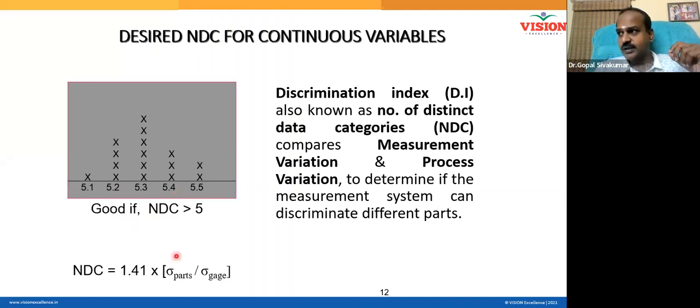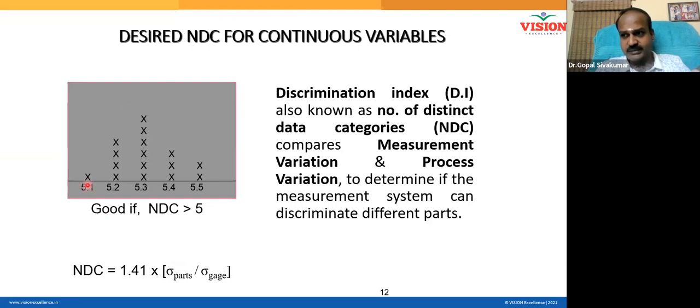This is called NDC, number of distinct data categories. Generally, the industry requirement, and whenever I say industry requirement, it is the Automotive Industry Action Group guideline. These guidelines are used across all automotive industries, and even non-automotive industries. According to them, any measurement system should have an NDC of 5.